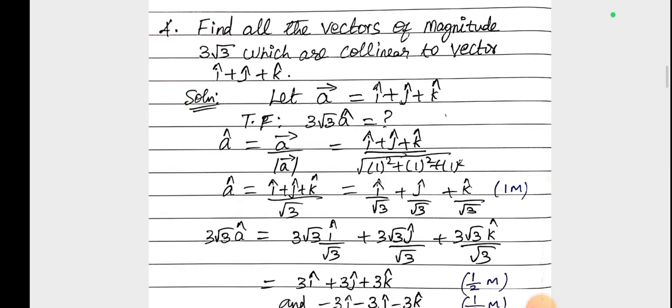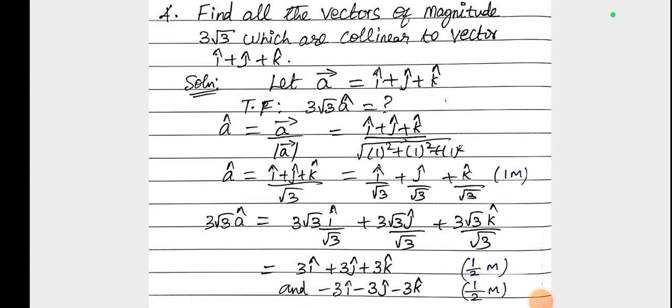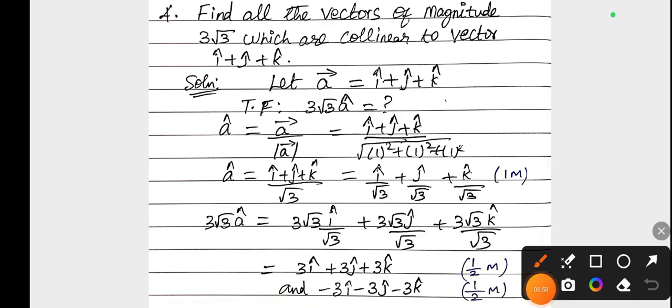Then fourth question. Again, sir, till that MCQ. What about, sir, fourth question? It is a 2-mark question. Yes, it's a 2-mark question, but it's easier. So just we can go through. Find all the vectors of the magnitude 3 root 3 which are collinear to the vector i plus j plus k. So we are considering the vector A vector equals i cap plus j cap plus k cap.